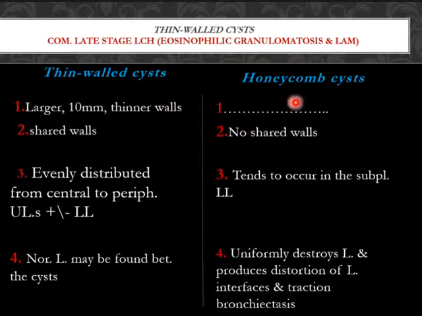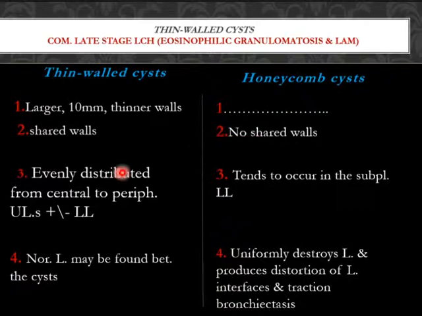They have thinner walls, while honeycomb cysts are thick. Thin wall cysts have no shared walls. In the case of honeycomb, they are closer to each other, and one wall may be shared. The cysts are just direct bronchioles, so bronchioles touch each other and share the wall. While the thin wall cysts are just separate, scattered cysts.